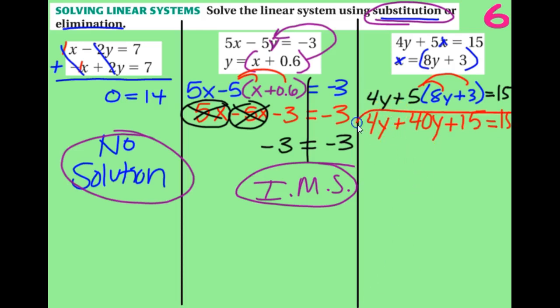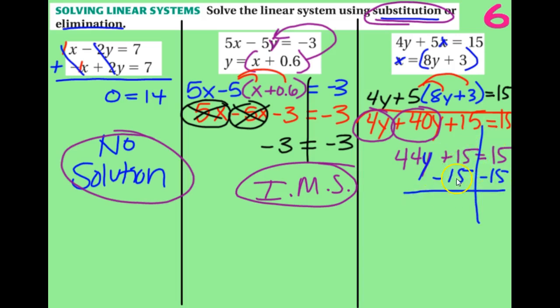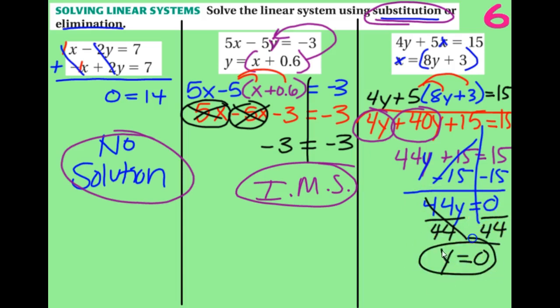So combine your like terms. We have 4y plus 40y, that's 44y, plus 15 equals 15. And our goal is to get y by itself, so the opposite of adding 15 would be subtracting 15. So we have 44y equals, well, that gives us 0. And then to get y by itself, I'm going to divide by 44. So we have y equals, well, 0 divided by anything is just 0.